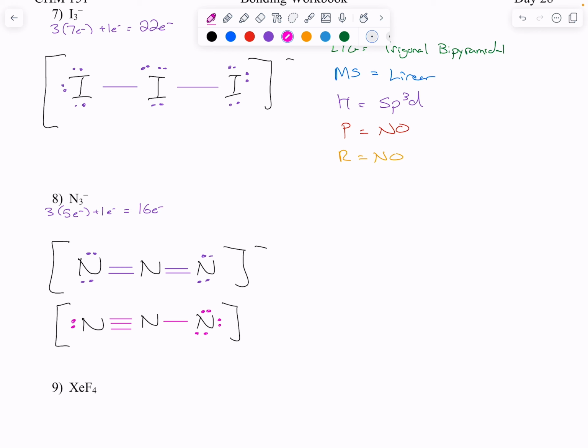All right. For the electron pair geometry of nitrogen, I would say that's linear. 2 pairs, even though the double bond counts as 1. The shape is also linear. Hybridization is sp. Polar, I would say no. Oh, I forgot the negative sign here. Sorry about that. Resonance, I would say yes. There is a resonance here.